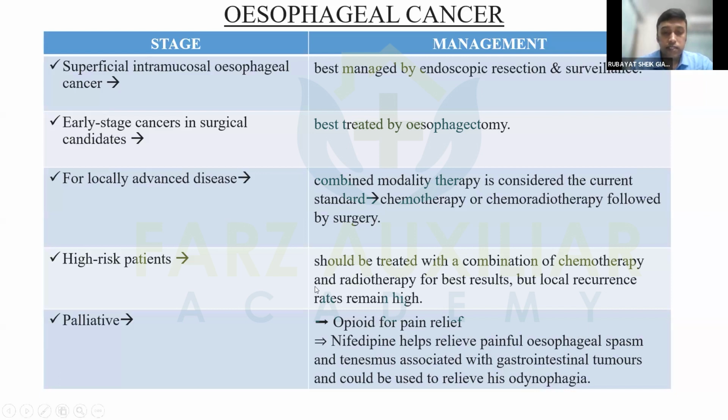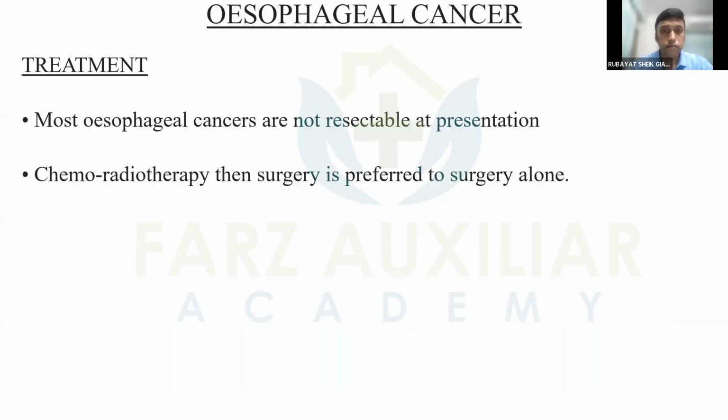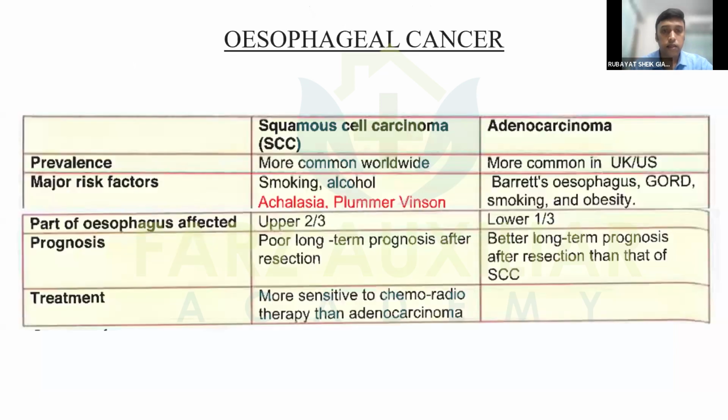And for palliative care, you give opioids for pain relief, nifedipine, to relieve esophageal spasms. These are symptomatic treatments. So this is not a very common question because it's a surgical issue, but you should know the staging and the treatment options. So this is an important table for you. Questions are usually asked from this. I've summarized it for you here.